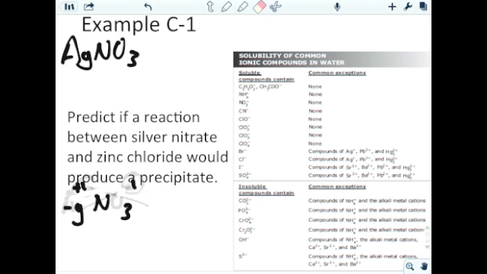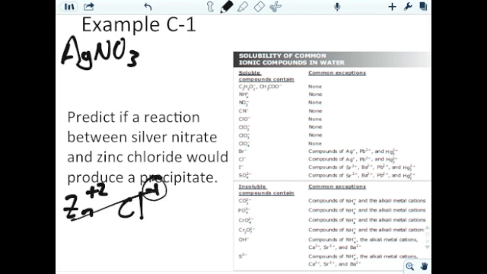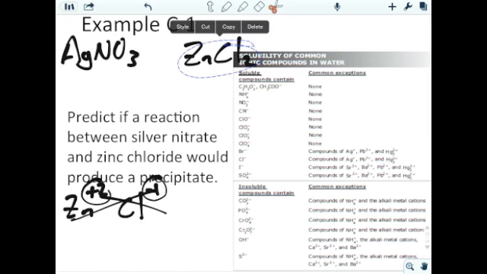Then we have our zinc chloride. So our zinc bonded to our chlorine. Zinc is going to be +2, chlorine's -1. We crisscross and we get ZnCl2.